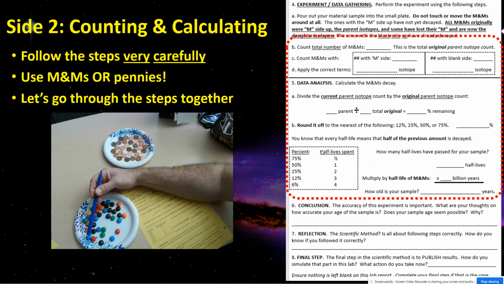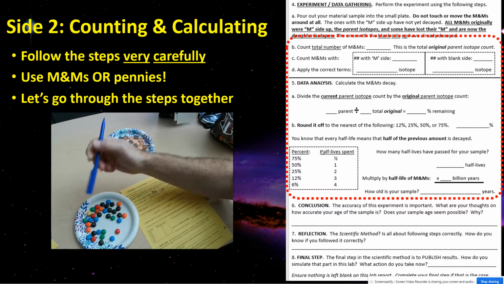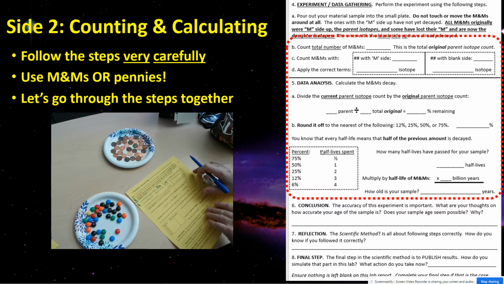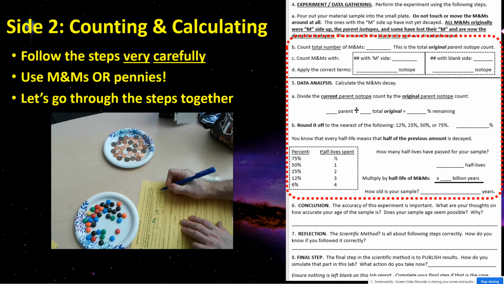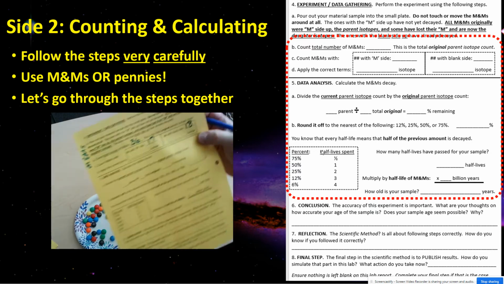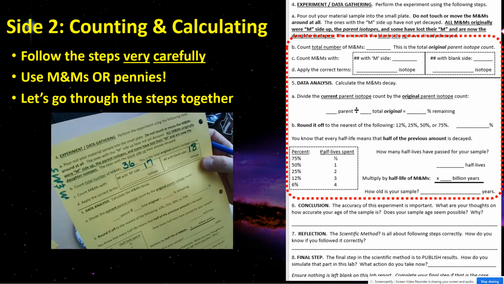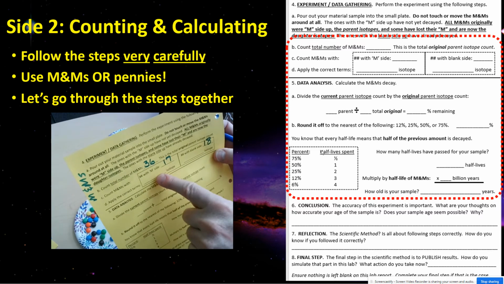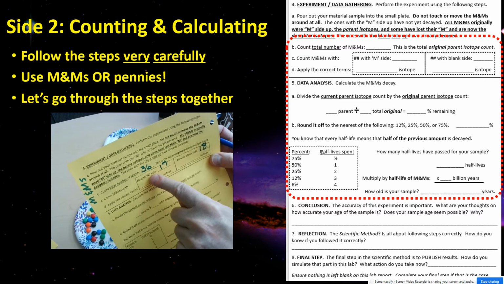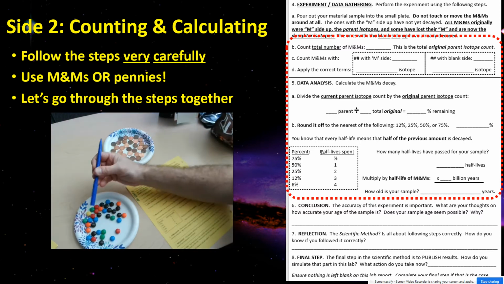Okay, let's count the blank ones. 1, 2, 3, 4, 5, 6, 7, 8, 9, 10, 11, 12, 13, 14, 15, 16, 17, 18. I believe I forgot to count that before because 17 and 18 make 35. I'm off by 1. Time to recount my M side up, my parent isotope.